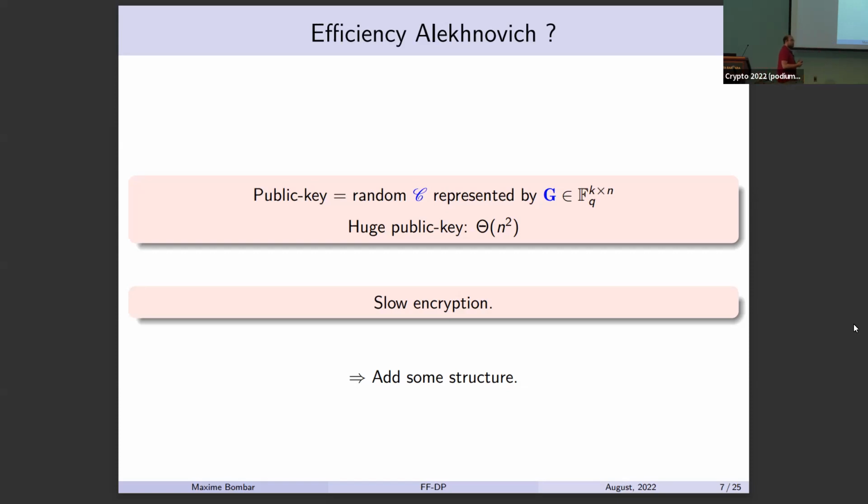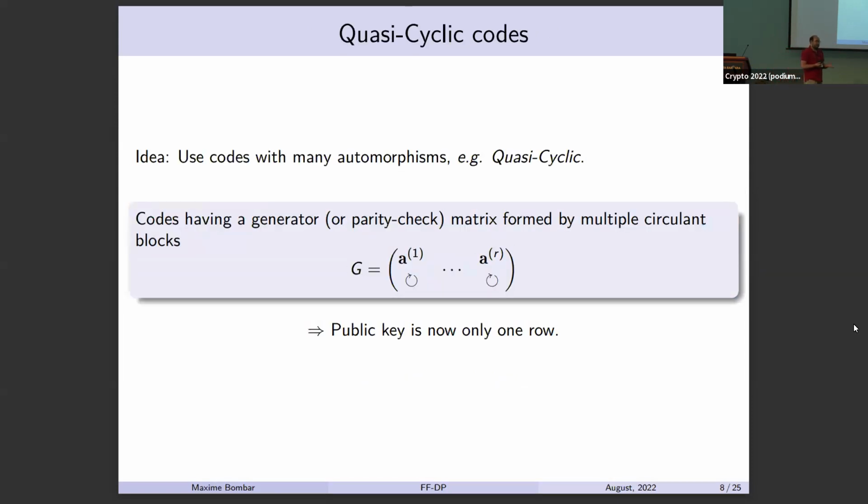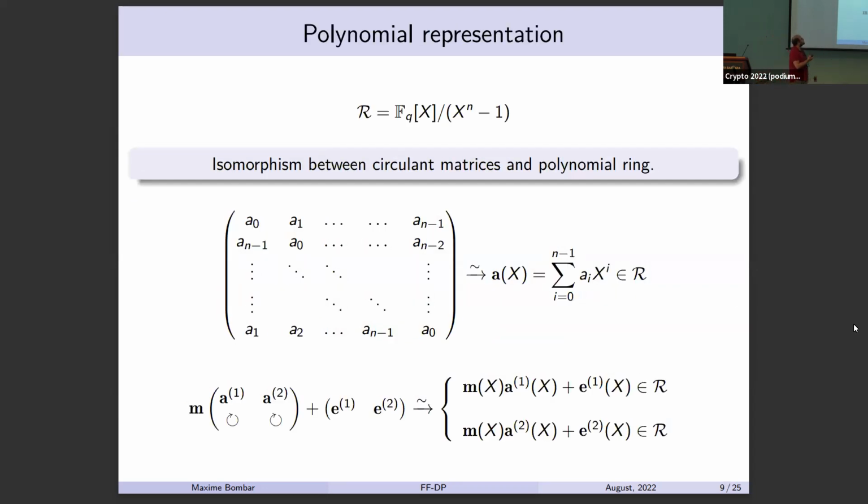one idea is to add some structure and to restrict ourselves to random codes, but in a specific family of codes. For instance, we can take quasi-cyclic codes. That is to say, codes that have bases formed out of multiple circulant blocks like this. And so now, in order to publish this matrix, you can only publish its first row and deduce everything by applying this quasi-cyclic shift. But quasi-cyclic codes have also another very interesting property. They come with efficient encoding by the so-called polynomial representation.